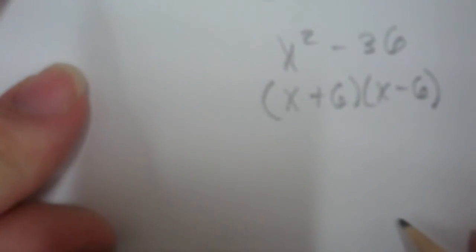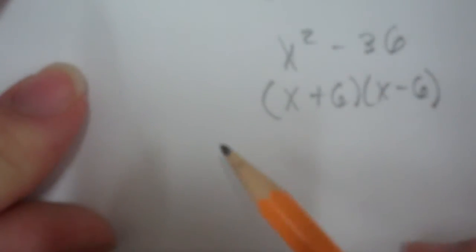Let's take a look at x squared minus 25. Can you think of what number I can multiply by itself to get 25? If you're thinking 5, then you're right, because this gives me x plus 5 and x minus 5. Let's do another one. How about x squared minus 36? Is there some number I can multiply by itself to get 36? Yes, there is. It's a 6. So x plus 6 and x minus 6 gives me x squared minus 36.